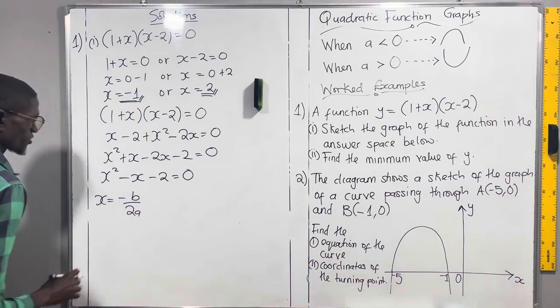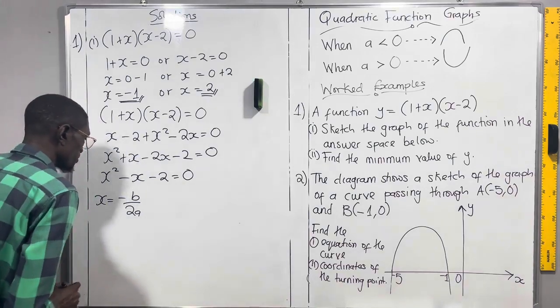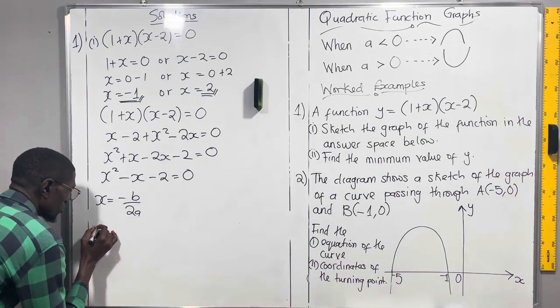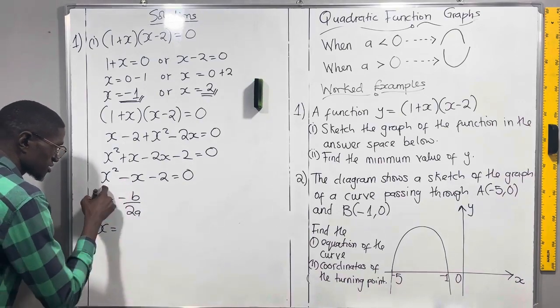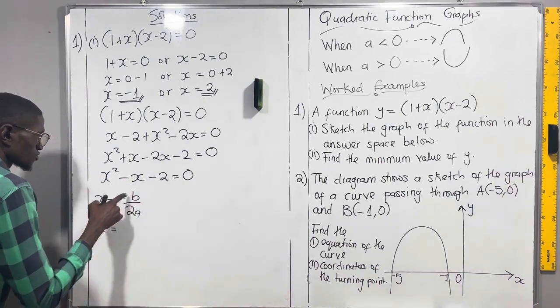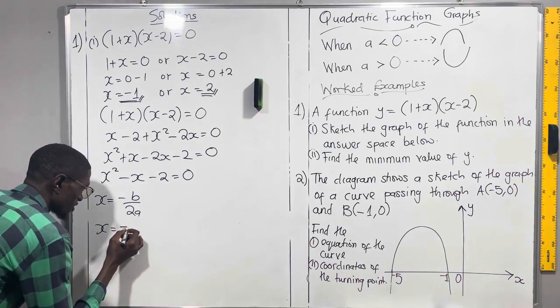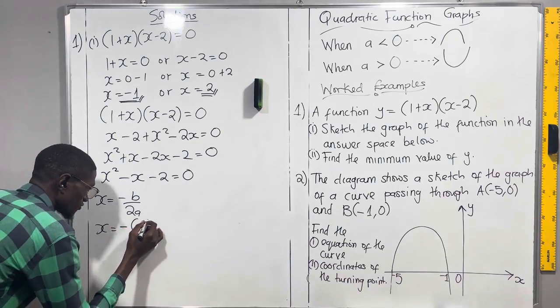You can use either one of those formulas I gave you from the previous session. Okay, so I'll use this one. What is our b? Our b here is negative 1. This is the original equation to come up with. So our b is negative 1, so then you're going to have negative 1 like that.